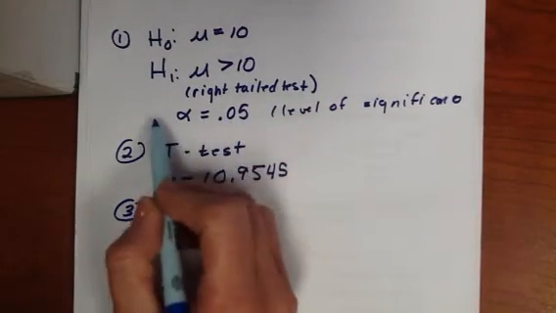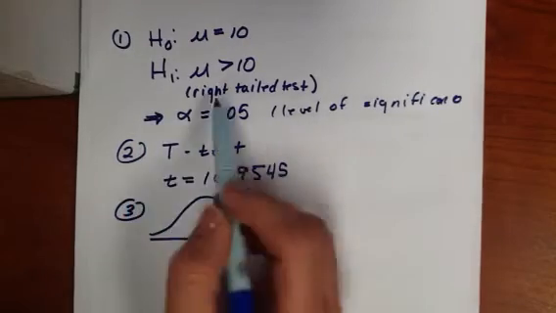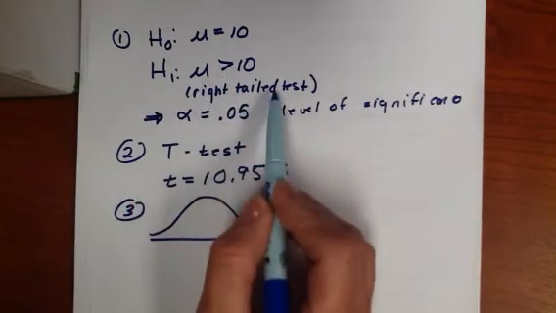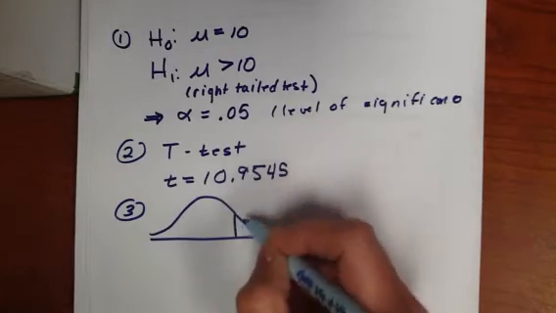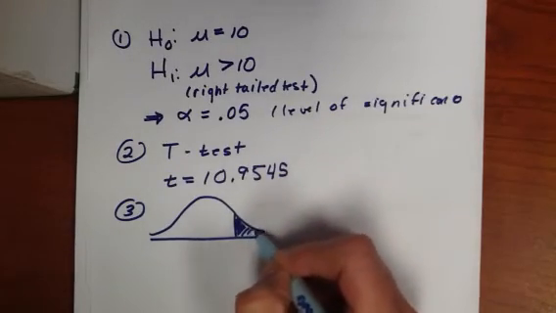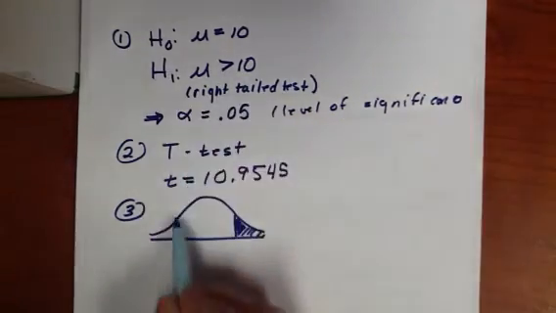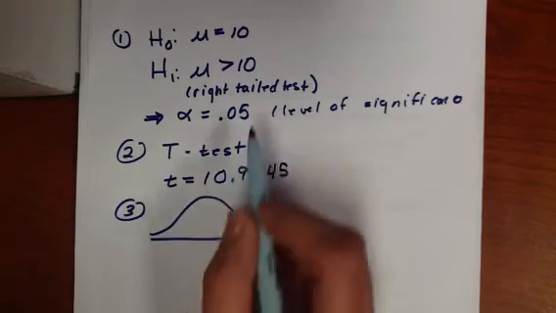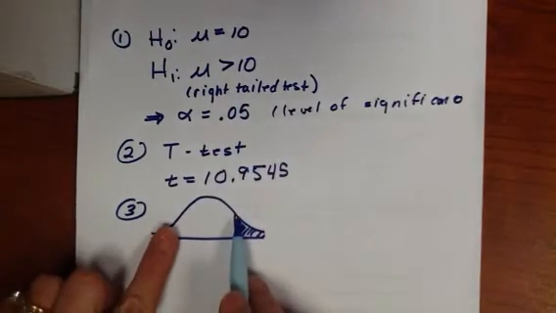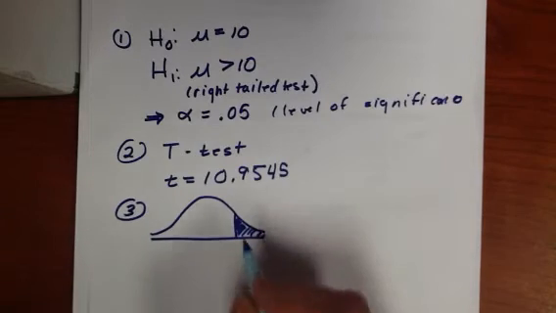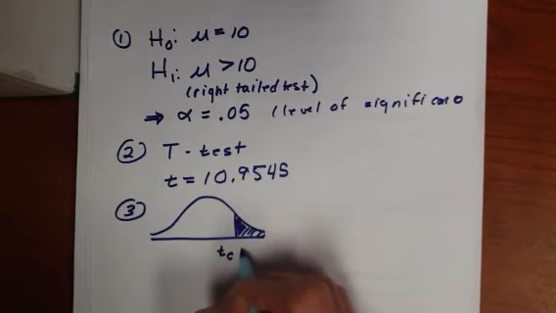Where we get the critical region from is the alternative. My alternative tells me it's a right-tailed test, so my critical region is here in the right tail. If this would have been a left-tailed test, it would have been in the left tail. If this would have been two-tailed, it would have been both. And what we're going to look for is a critical value of t.